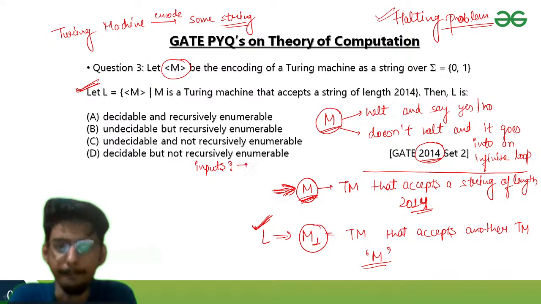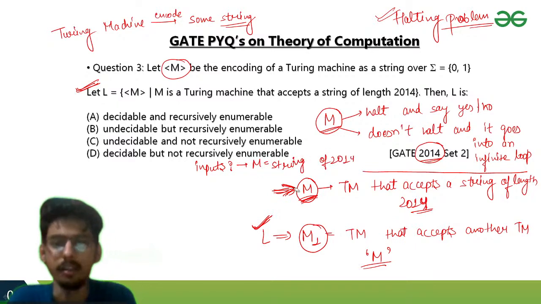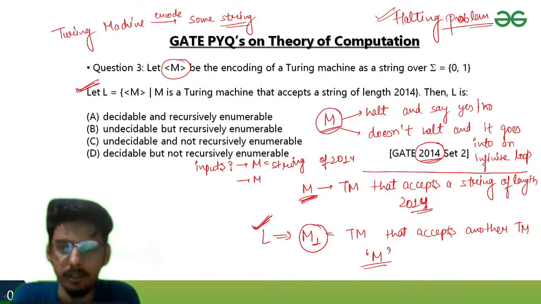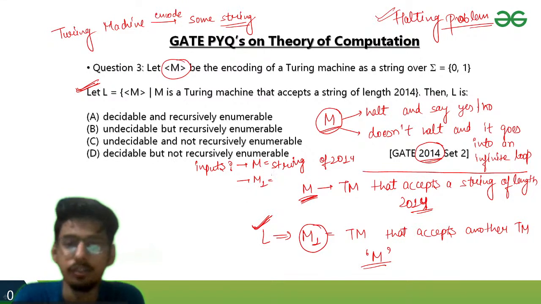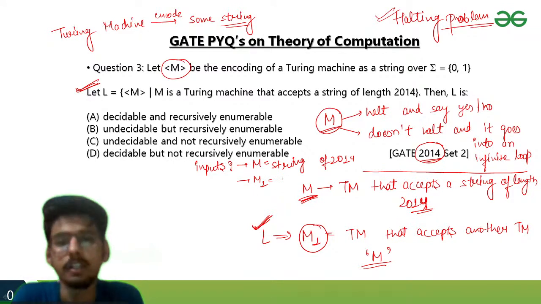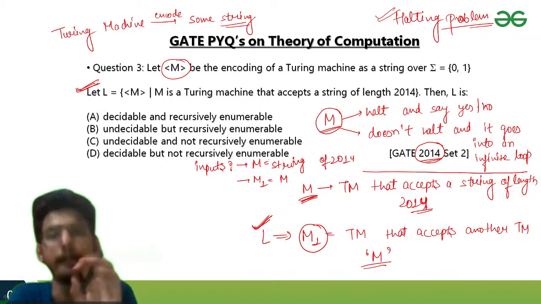So for M, the input is a string of length 2014, a string, I will write 2014 only. And for M1, M and M1 both are Turing machines, right? So for M1, the input is a Turing machine M itself. Okay, I am going to give a Turing machine M as an input.